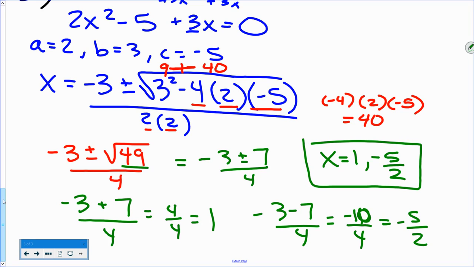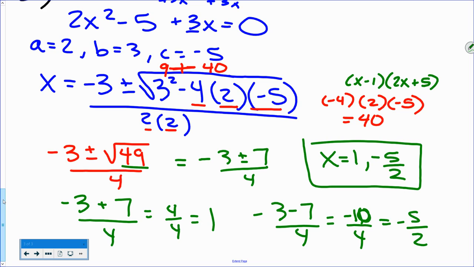Right? If my answer was 1, it would have factored into x minus 1. And negative 5 over 2 should have been 2x plus 5. And then we'd get those answers. Okay, so that would have been one that we could have factored.